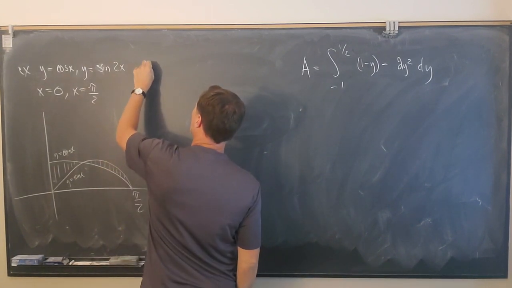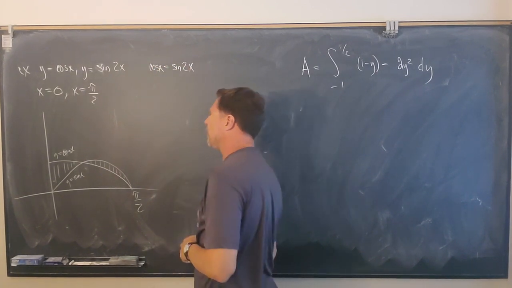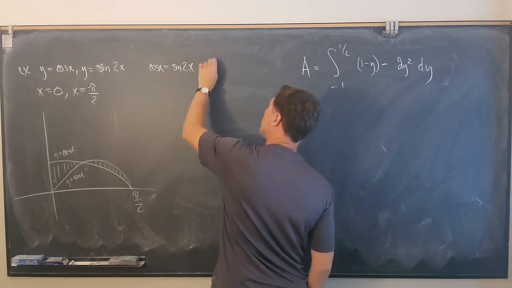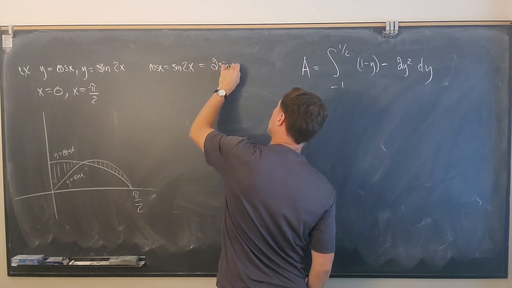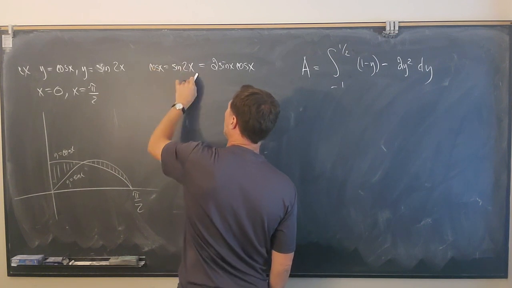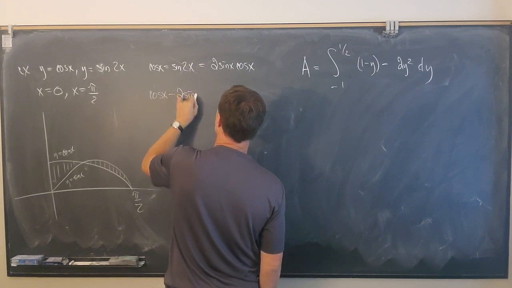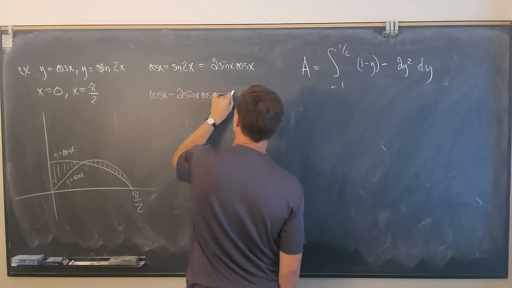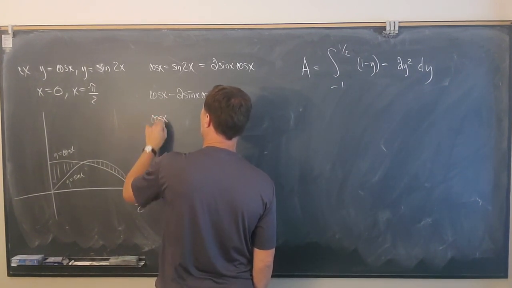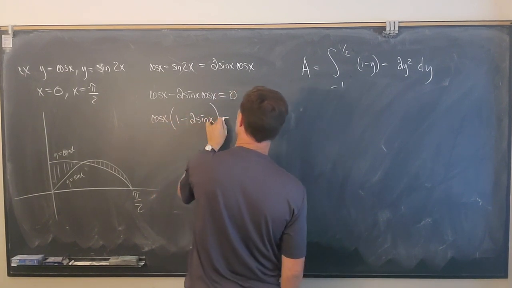So for the intersection, we need to solve cosine x equals sine 2x. I guess you can guess and check, but there's also a trig identity that says sine 2x is equal to 2 sine x times cosine x. So now we get cosine x minus 2 sine x cosine x equals 0. Factor a cosine out, and we get cosine x times (1 minus 2 sine x) equals 0.